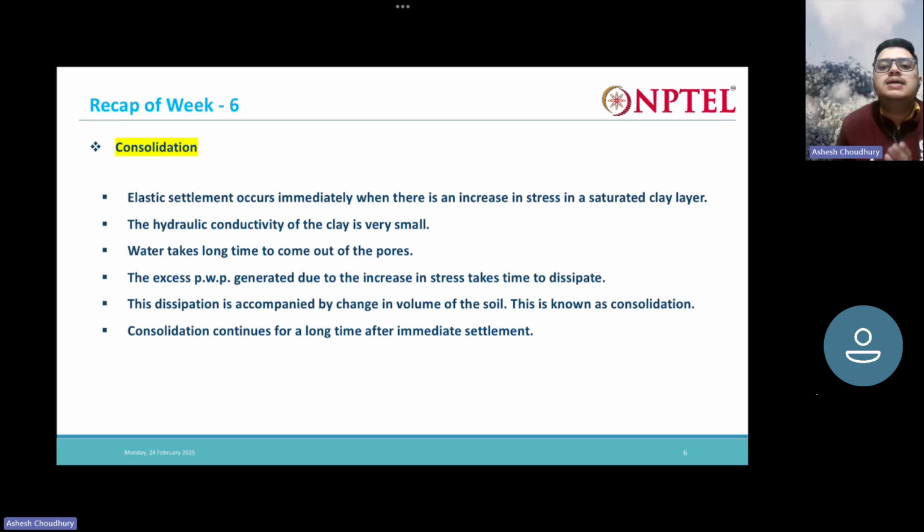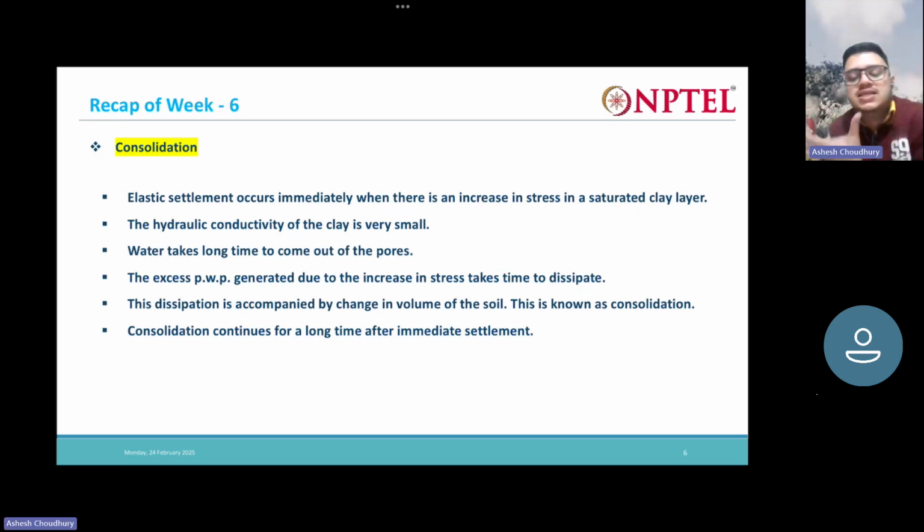Now, in clay soil, what happens if the clay soil is completely saturated? You already know that the clay has very low hydraulic conductivity, right? That is, the clay soil has very little permeability. So what happens when you apply the load? There is a tendency that the water wants to come out.